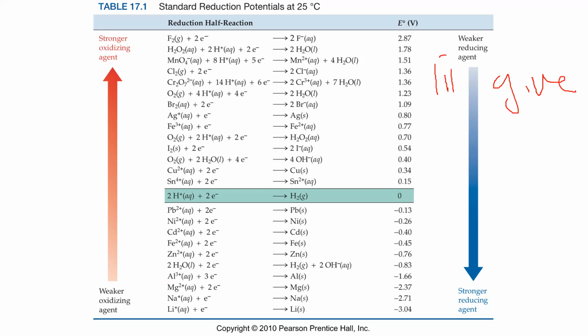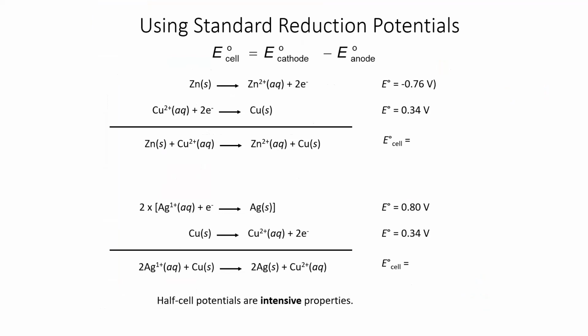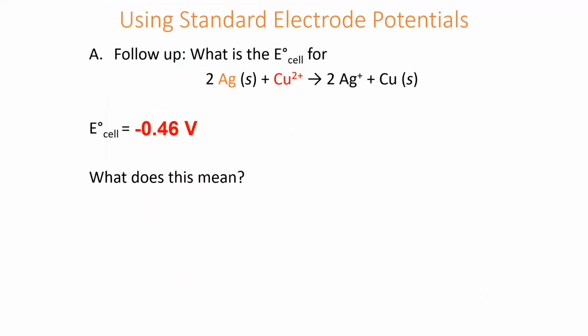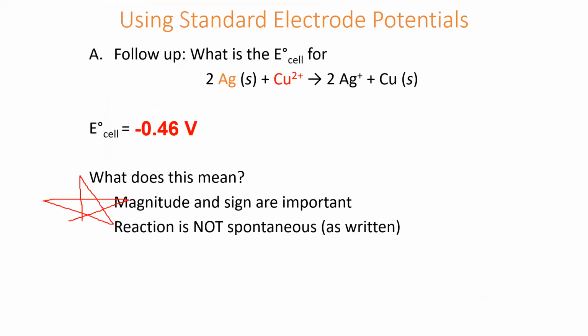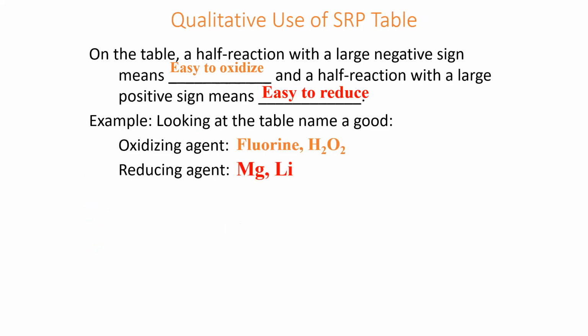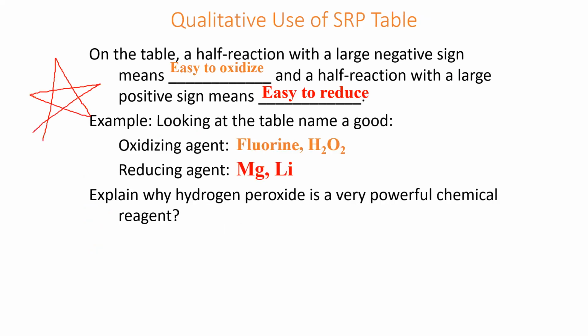So I'll give you the table. You should definitely know how to do that. You should definitely know that the magnitude and the sign are important. You should know that it is not spontaneous because our potential is negative. You should be able to identify, this would be a good multiple choice, or maybe an FIB: of these 2, which is a better oxidizer, fluorine or magnesium? And you're going to go, well, fluorine's an awesome oxidizer.